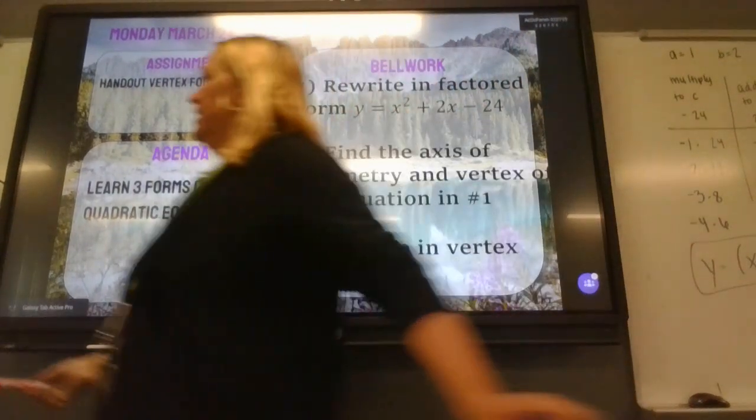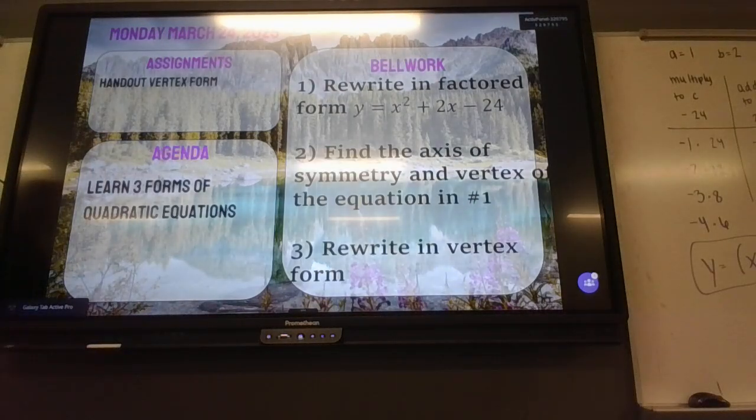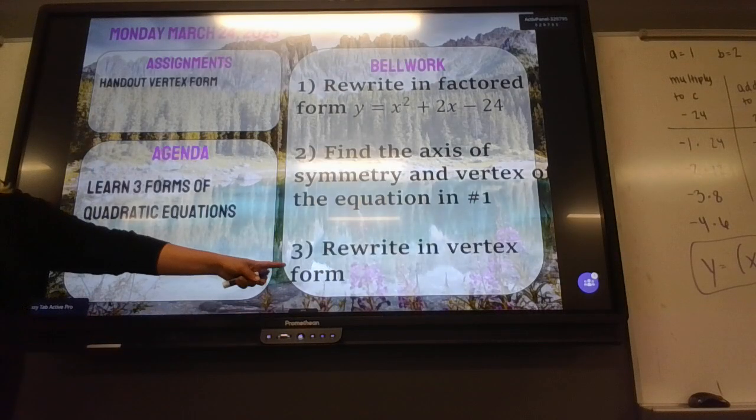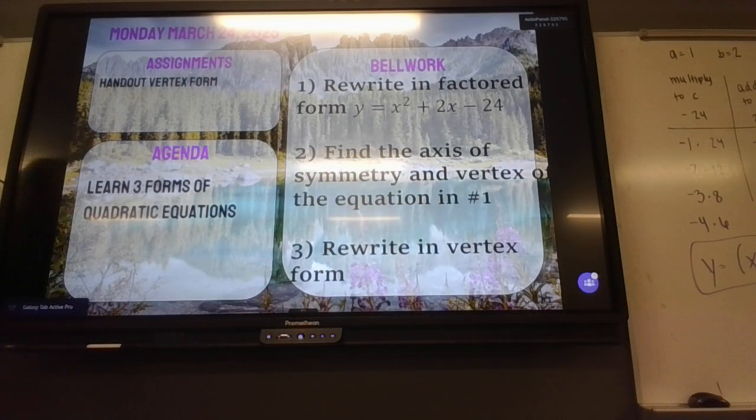It's a lot. Now, number 3 says rewrite the problem in vertex form. This is new. So now we're starting with new material. All of that stuff you've been told before this year. This form called vertex form is brand new to you right now.